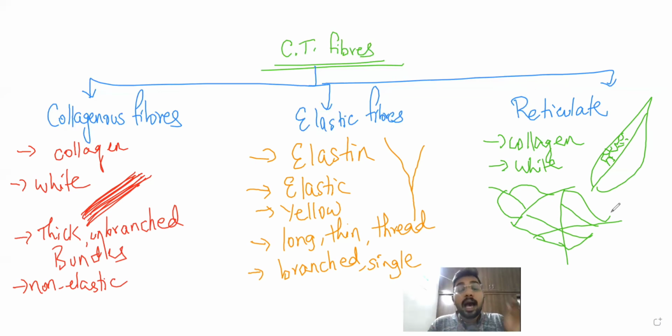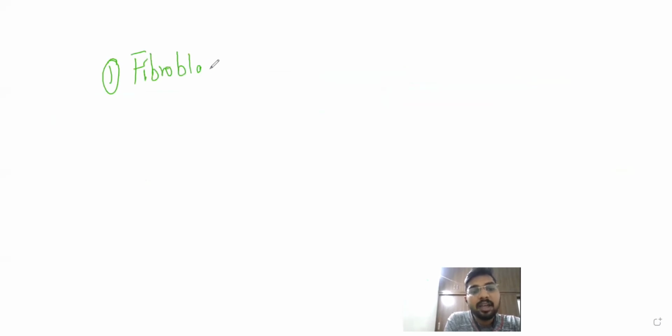Now, along with these fibers, there are certain cells that are present in our connective tissue, in the matrix. There are three important cells that we have to remember. The first cell is called fibroblast.